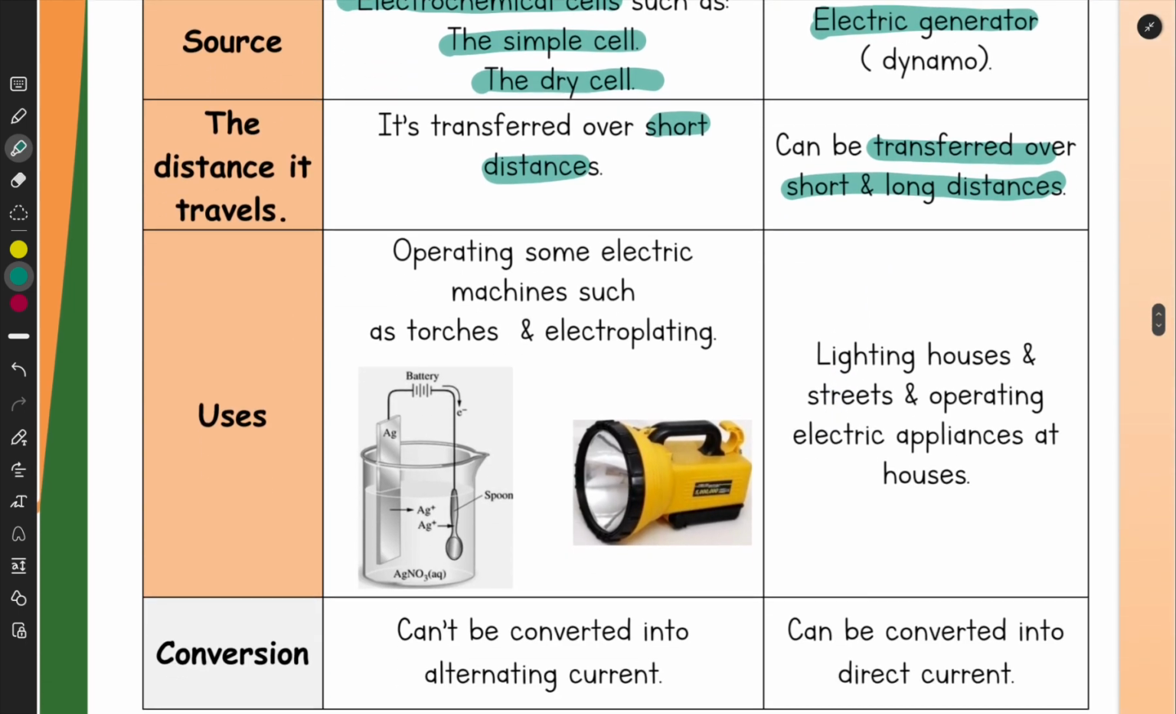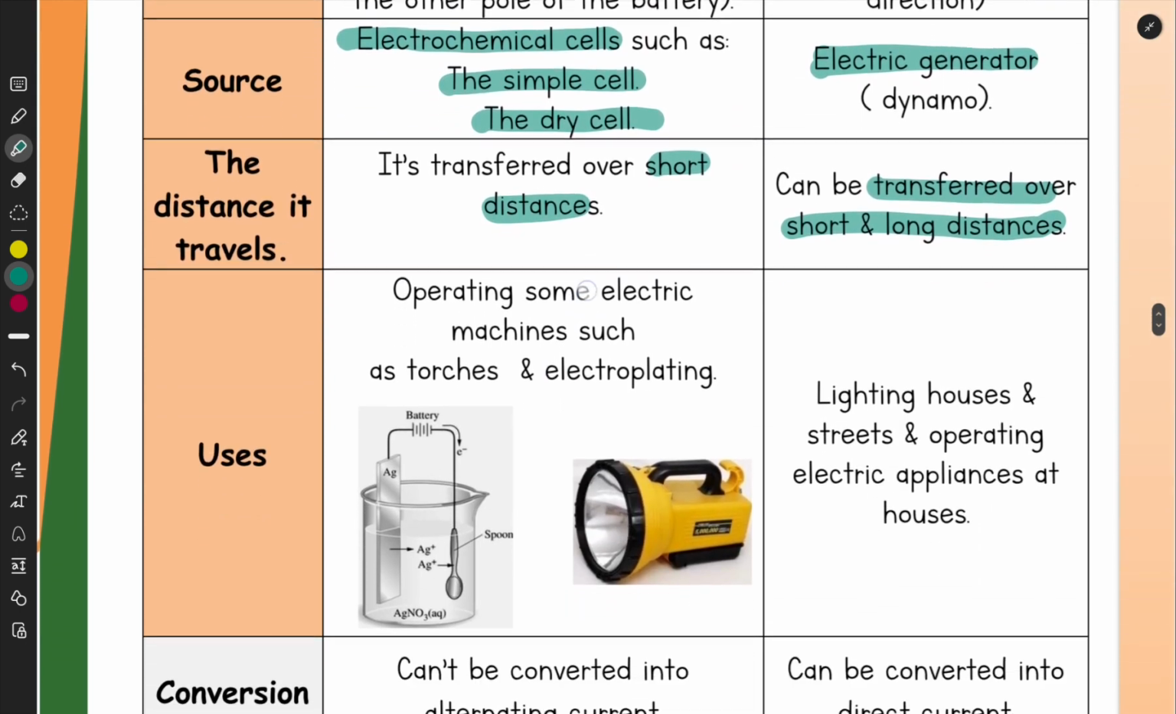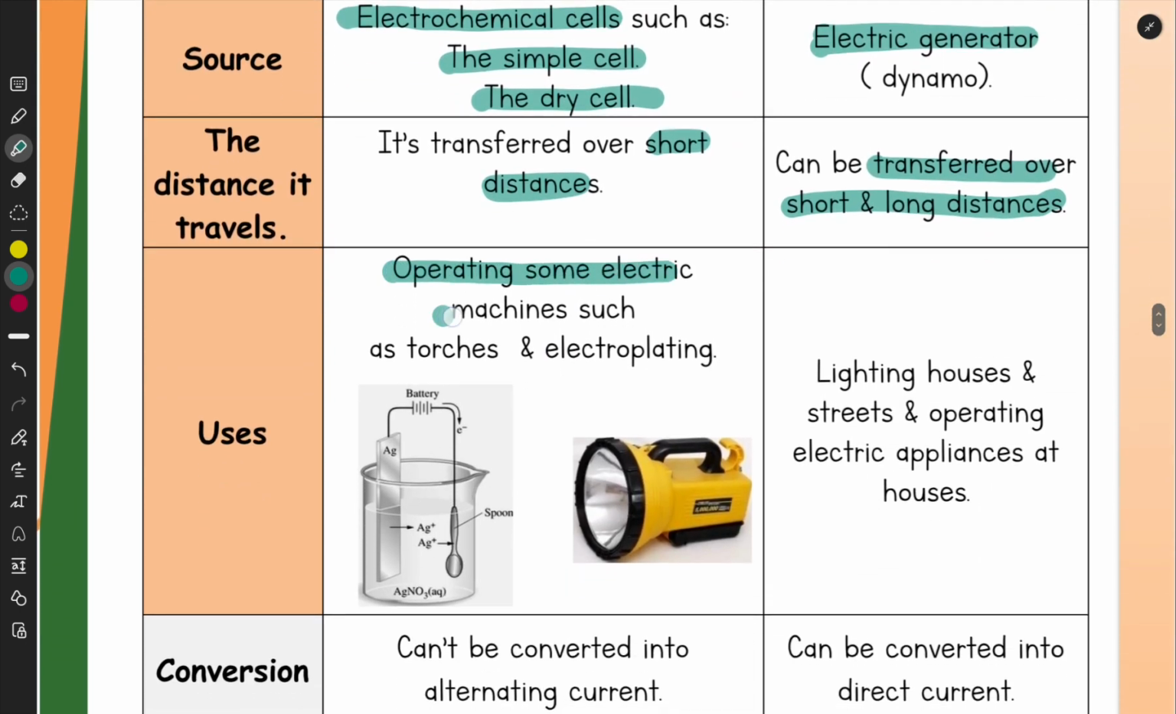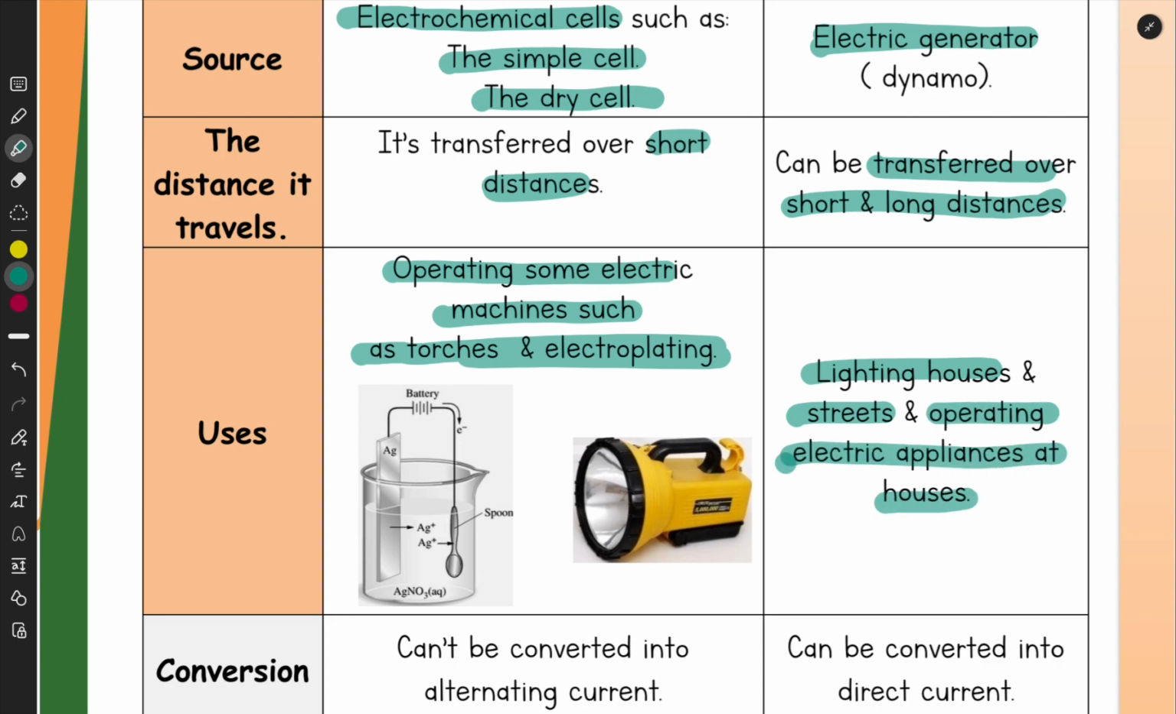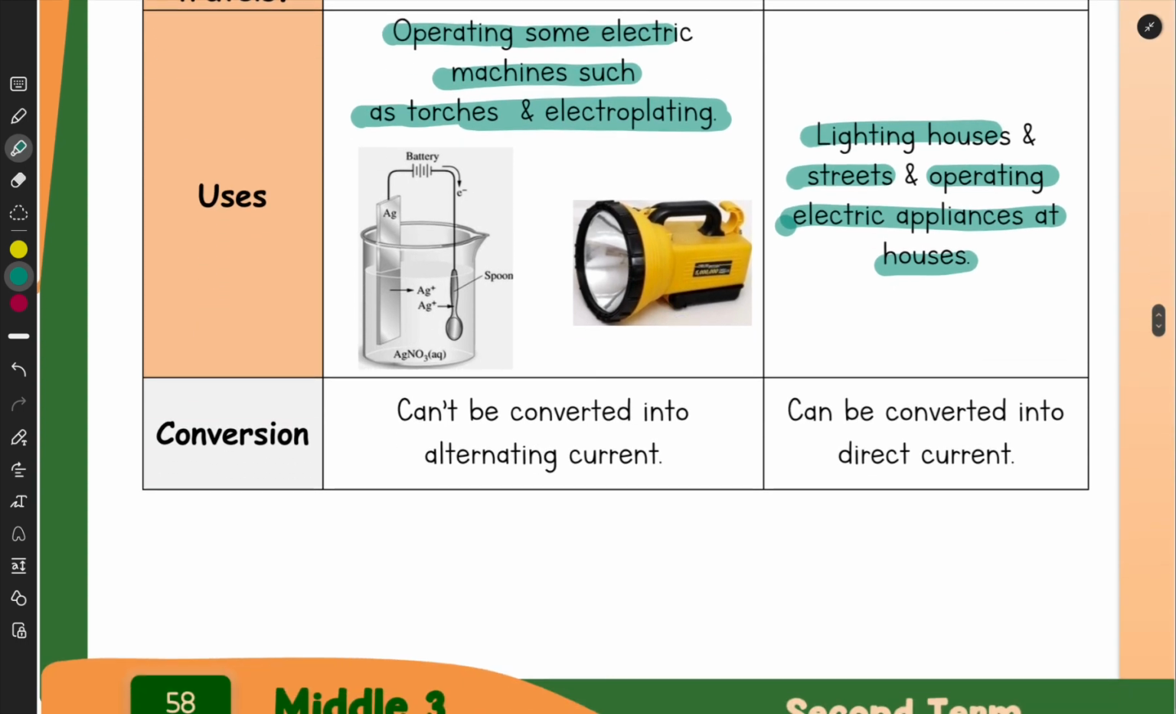Okay, the uses, of course, number one is the DC. The uses of DC is to operate some electric machines such as a torch or electroplating. Okay, the AC has some other uses like lighting houses, like lighting streets, operating electric appliances in houses like your refrigerator and something like that. The conversion. The AC or DC, let's start with the DC. The DC can't be converted into alternating current, while the AC can be converted into direct current.